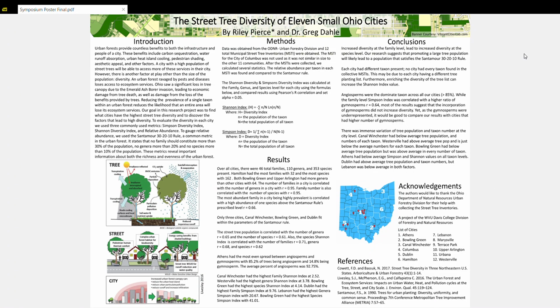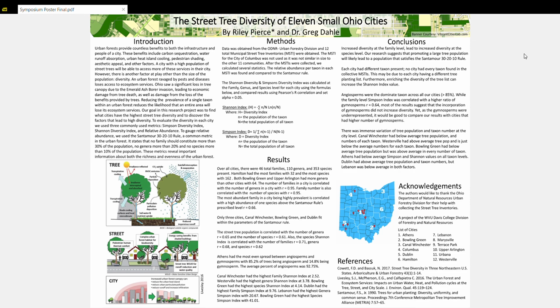Everyone, my name is Riley Pierce, and today we will be looking at the street tree diversity of 11 small Ohio cities. The reason we began this project was to find out what cities had the highest street tree diversity and what factors led them to having high diversity.